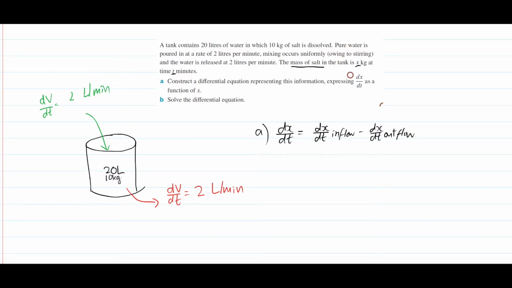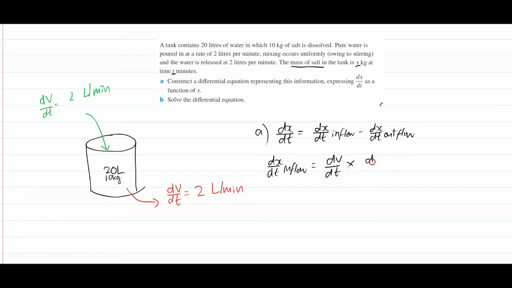However, unlike your problem with the population, we don't actually know what dx/dt is. We don't know the inflow or outflow in terms of dx/dt. We know dV/dt, and that's pretty much it. So how do you get dx/dt? Well, let's have a look at the inflow first. So dx/dt inflow, right here. We use chain rule to help us. How do you get dx/dt? Well, we know one of them, dV/dt, that's 2 liters per minute. But how do you get dx/dt? Simple, chain rule.